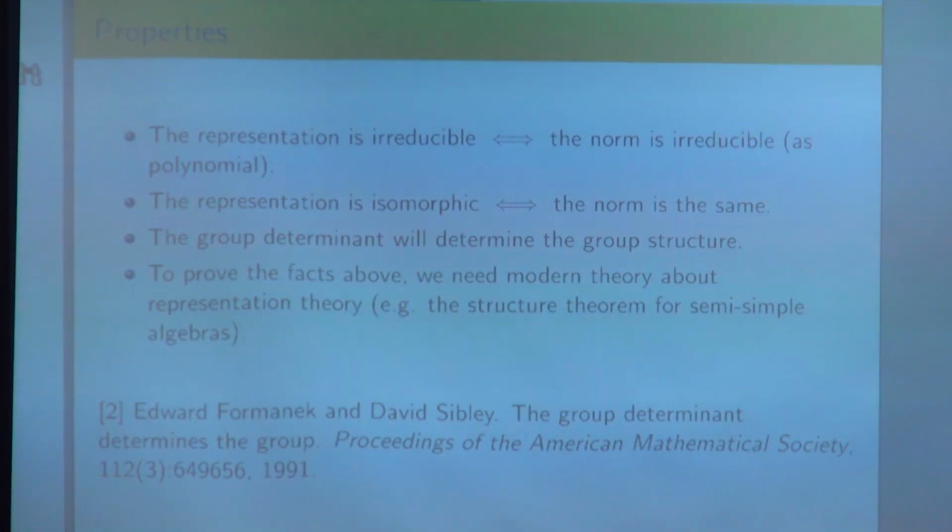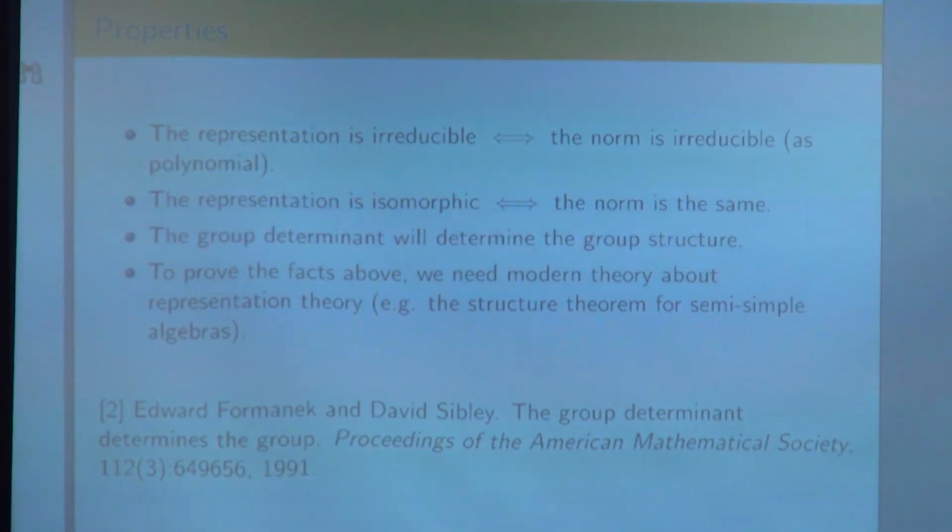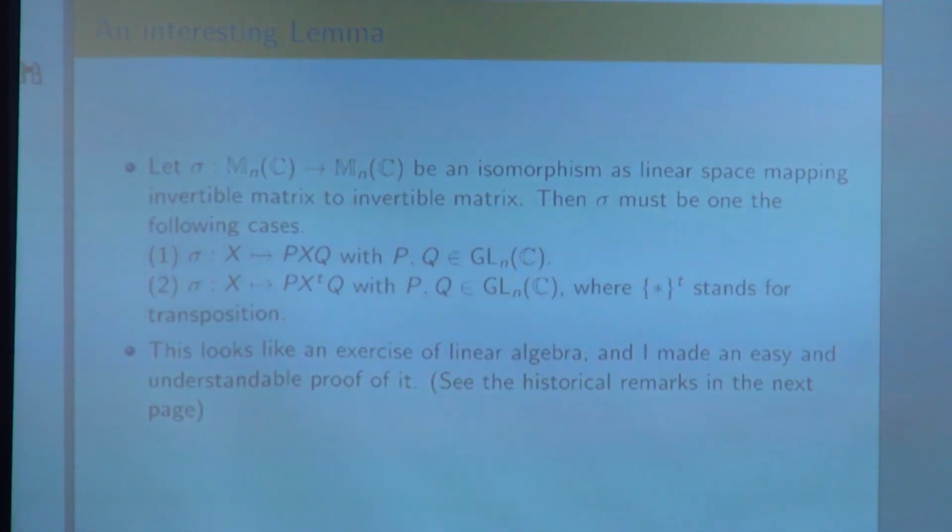And I think the most interesting thing is that the group determinant determines the group structure. It means if you have a polynomial that is a group determinant, then there is only one group structure that makes the group determinant equal to this polynomial. That's the reason why we want to compute it. And this is a reference that the group determinant determines the group structure. And then an interesting lemma, okay, let me read it.